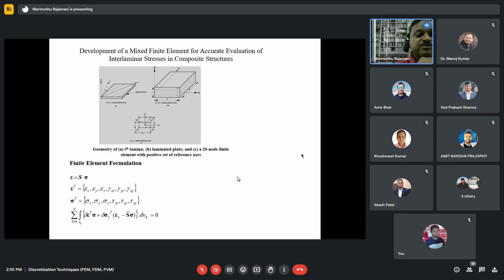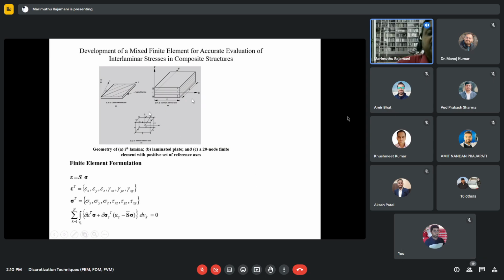Otherwise, one has to use a very, very refined mesh and then get the stresses. The other way is to use the three-dimensional equilibrium equations and then evaluate. That is another way of doing it. Here I am presenting a formulation where interlaminar stresses are included as degree of freedom.